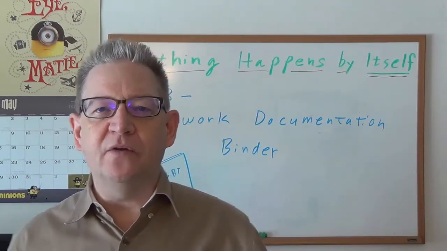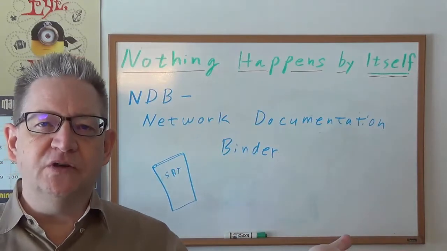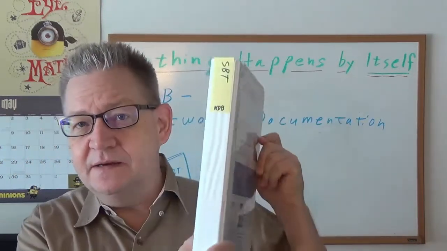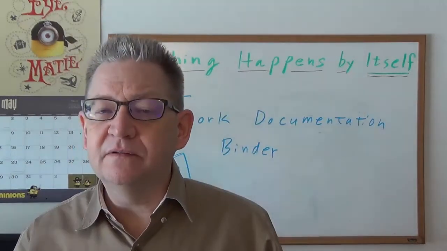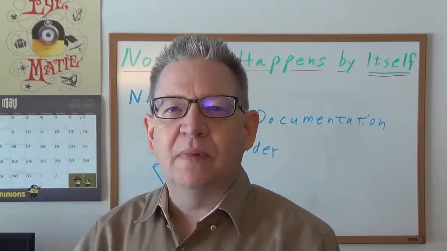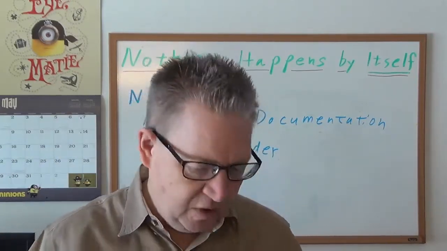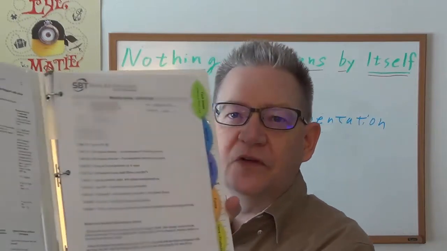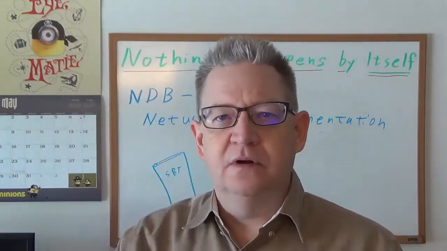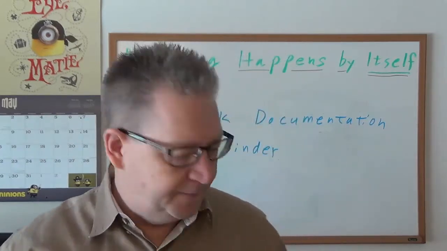Today we're going to talk about the Network Documentation Binder, or NDB, and it is literally a binder. It's a binder filled with documentation for your clients' networks. One of the first questions I always get is, why is this a binder? Why is it a physical binder? Why do I have binders for all of my clients filled with physical paper forms and all kinds of tabs? Why not do this electronically?